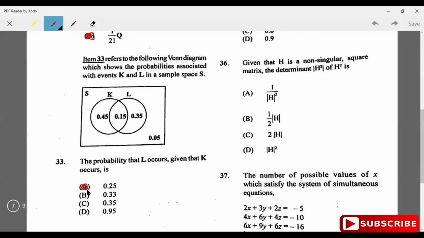Since it's a conditional probability, the probability of L given K is equal to the probability of L intersect K over the probability of K. L intersect K is 0.15. The probability of K is all of this, which is 0.6.